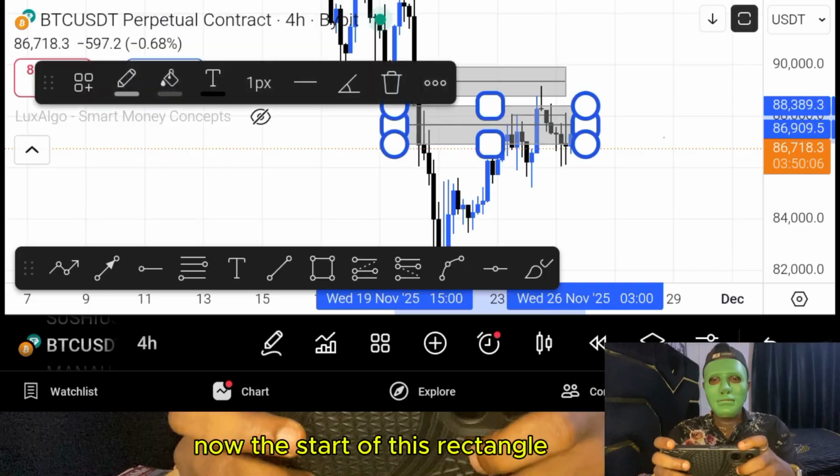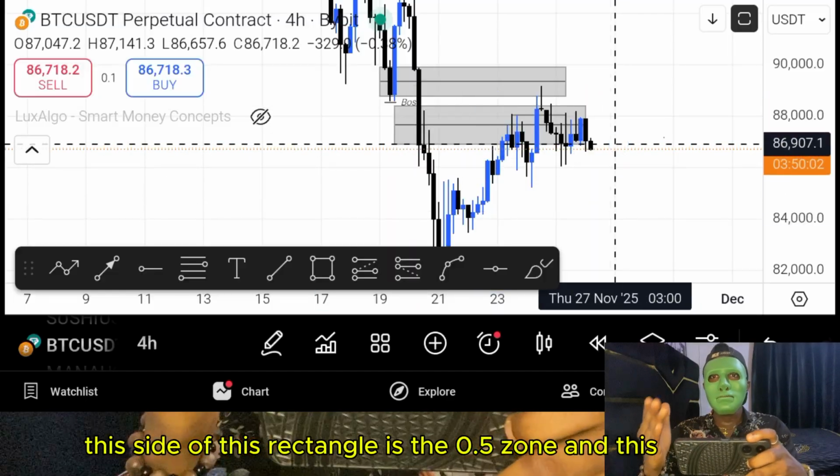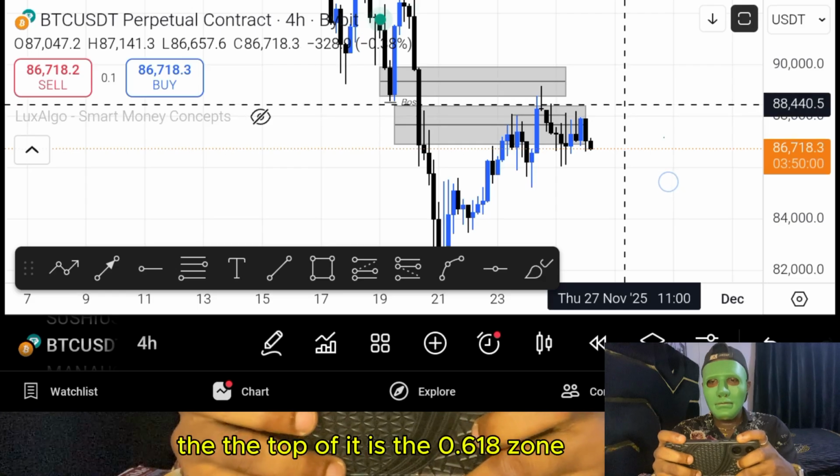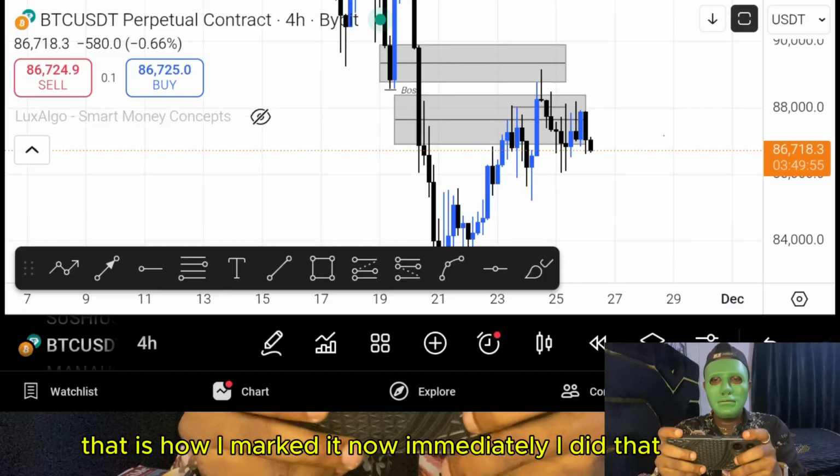Now, the start of this rectangle, this side of this rectangle, is the 0.5 zone, and the top of it is the 0.618 zone. That is how I marked it.